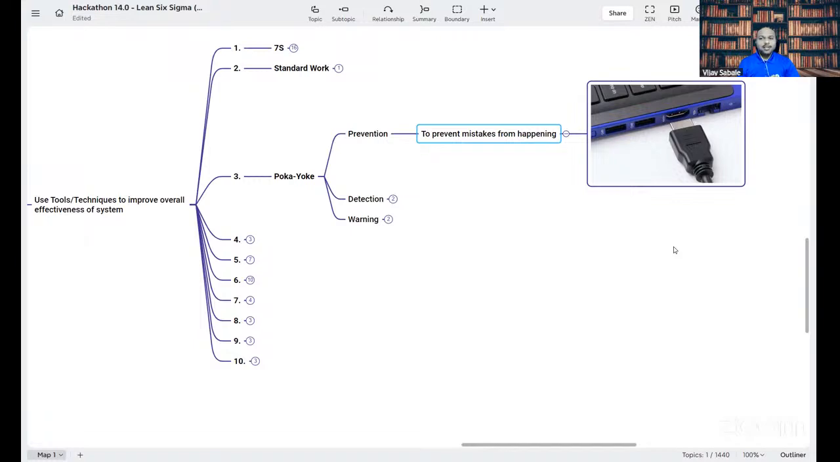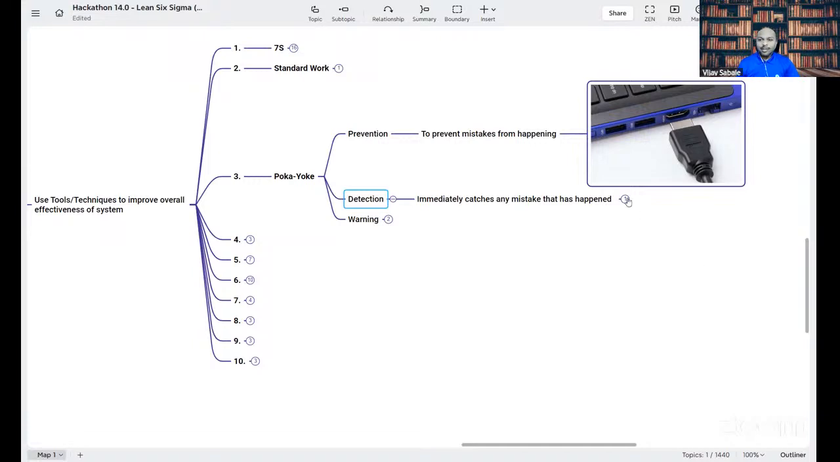If you have the HDMI cable, you cannot put that anywhere. There is a dedicated port on your laptop or your PC. You can just insert it there depending on the shape of that pin, right? So that's a prevention. The second level of Poka-Yoke is detection. That means it immediately catches any mistake once it has happened, right? So it is going to act after something has happened, right?